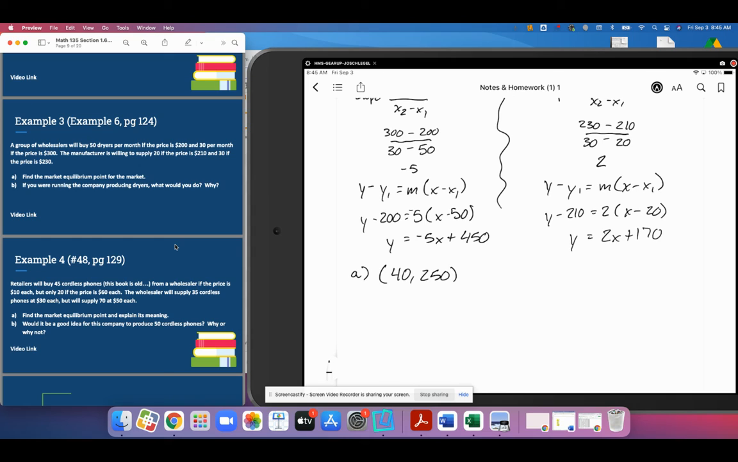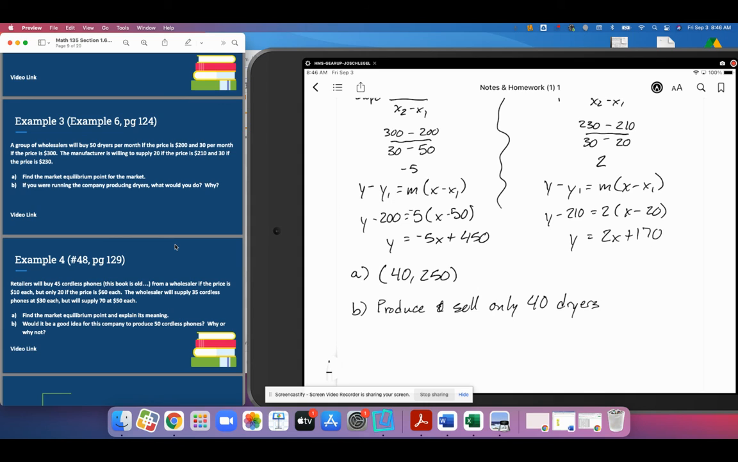And we are asked to, if we were running the company producing dryers, what would we do and why? We would produce and sell only 40 dryers. No more than that, because as soon as I go to number 41, I will have to drop my price to get consumers to buy it, or the wholesaler in this instance.